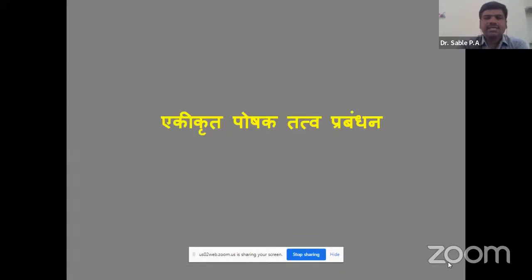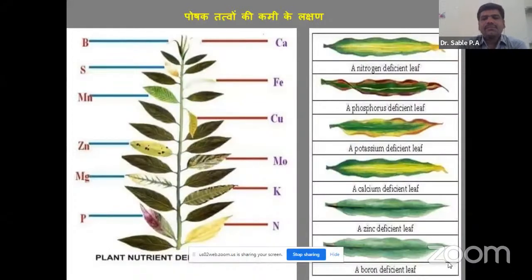First is integrated nutrient management. As you know, plants need macronutrients like NPK and secondary nutrients like Ca, Mg, S, and besides that there are micronutrients, minor but with a very important role. Here we can see the particular symptoms shown by the plants if any nutrient, maybe NPK, Ca, Mg, S or micronutrients, is deficient. Such deficiencies we can observe on the plants.